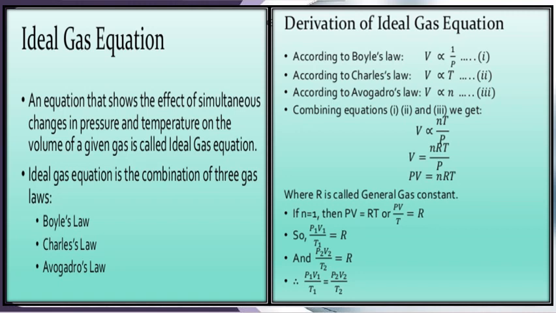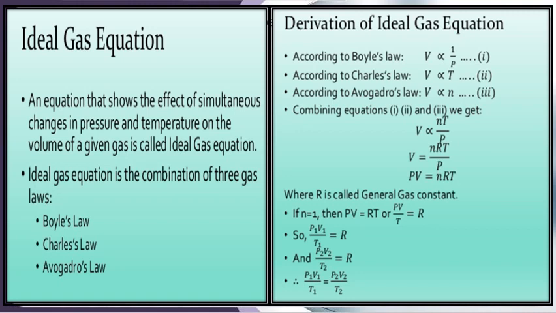This equation shows you the effect of simultaneous changes in pressure and temperature on the volume of a given gas, and it is termed the ideal gas equation. The three laws considered are Boyle's law, Charles's law, and Avogadro's law, and then we have the derivation. You know the relationships: volume is proportional to 1 upon P; volume is proportional to T according to Charles's law; and according to Avogadro's law, volume is proportional to n, the number of moles. All these are the values of V, right?